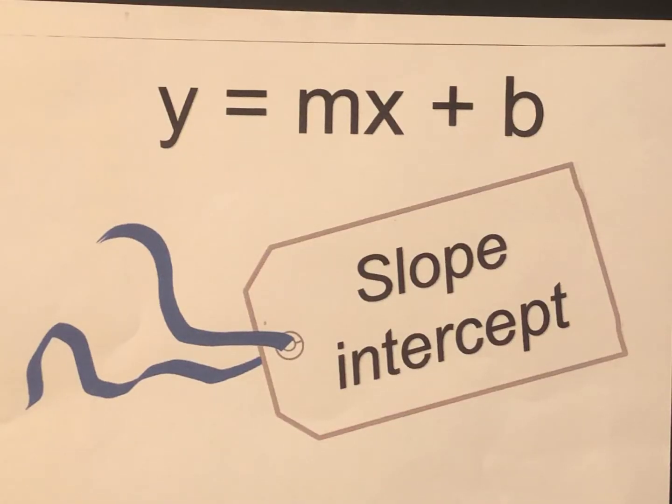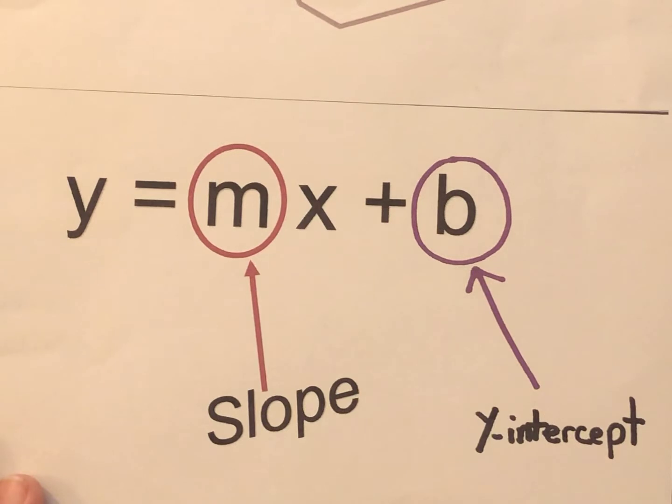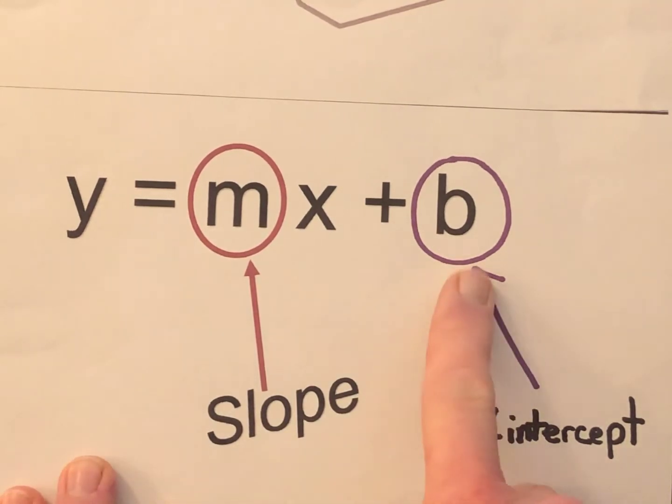I hope you recognize this as the slope-intercept form. When equations are in this form right here, you can easily tell what both the slope and the intercept of the line will be just by looking at the formula. Remember that M stands for slope and the B stands for the y-intercept.